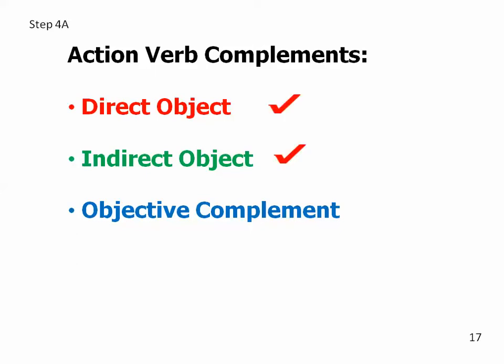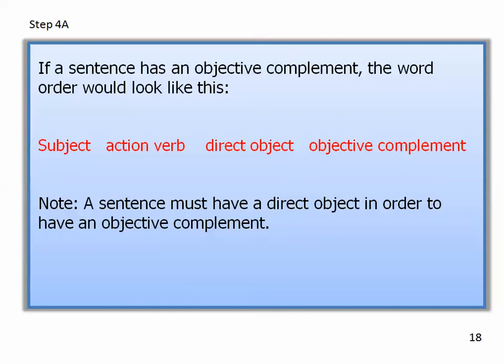The third and final complement that can follow an action verb is an objective complement. An objective complement is a word that follows a direct object and renames or describes it. It may be a noun or an adjective. If a sentence has an objective complement, the word order would look like this: subject, action verb, direct object, and then the objective complement. Note that a sentence must have a direct object in order to have an objective complement.